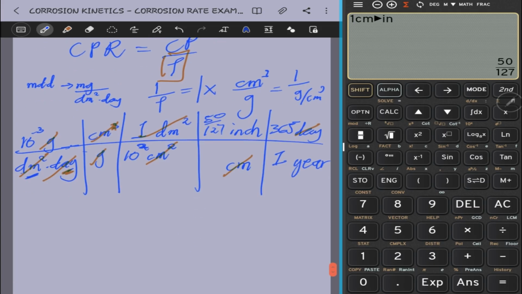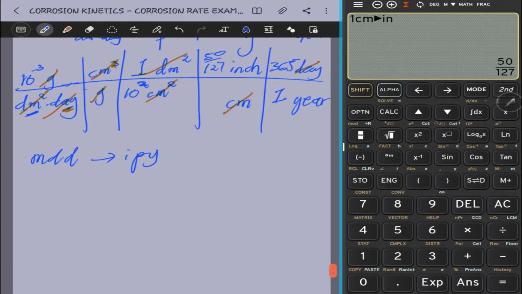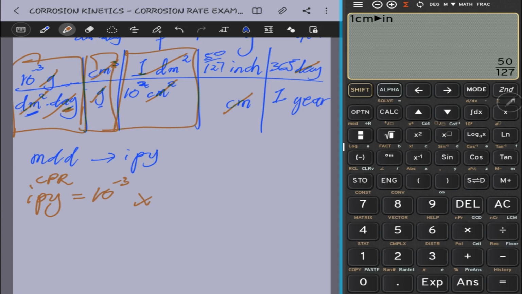So that will mean that in the end, for us to convert from MDD to IPY, that's what we do. The unit for the density, which is this side here, has already been converted, so you just use the value for the density. So the IPY we are looking for, that's the corrosion penetration rate in IPY, is equal to, when you get to this side, what number do we have here? Everything is just 10 to the power minus 3, times 4. This side we don't have anything. Here we have 1 on 10.